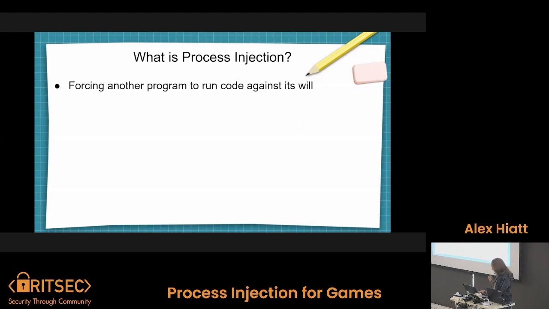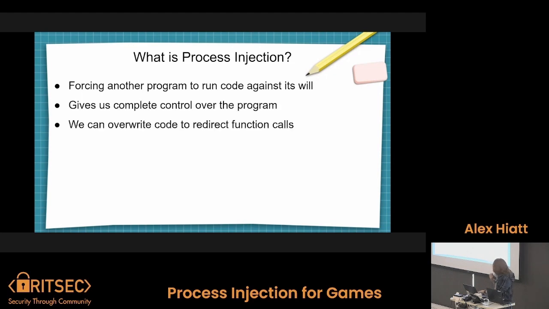So process injection: you are forcing another program on your computer to run code against its will. It's not actively trying to stop you usually, but it's not intending to run your code. It gives you complete control over the program generally, and you can overwrite memory, and you can overwrite code in the process's memory to redirect the functions. So when it tries to call one function, it'll be redirected to your code instead.